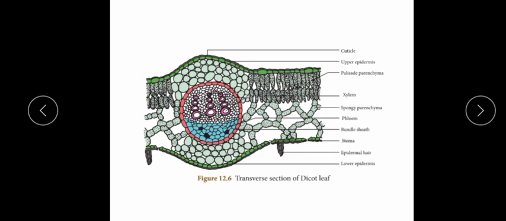Now just recollect what you have learned in your lower classes. What does dicot mean? What does monocot mean? What is the difference between dicot and monocot? Just recollect yourself, children. You learned regarding that in your lower classes.